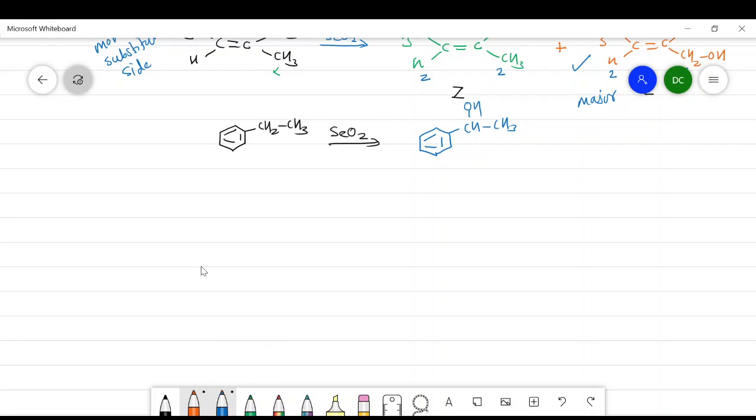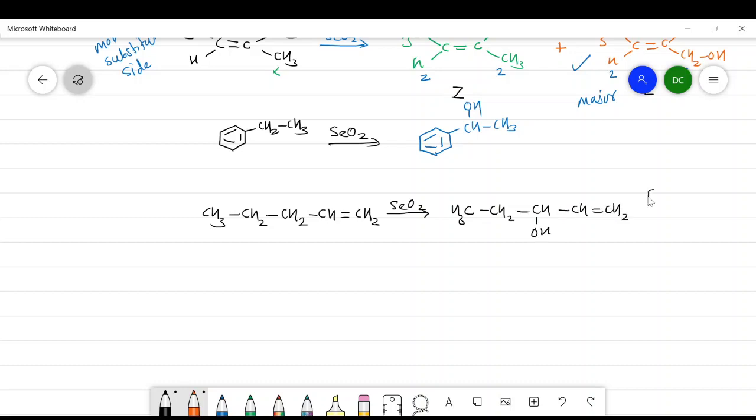Suppose this is the example. CH3 group is directly attached with the CH2, then CH2, then CH, double bond CH2. Now, in this compound, what will happen? In SeO2 oxidation, we know that this is the allylic carbon and we will get this type of product: CH3, then CH2 here, a CHOH, then a CH double bond CH2. It is the expected product according to our mechanism.